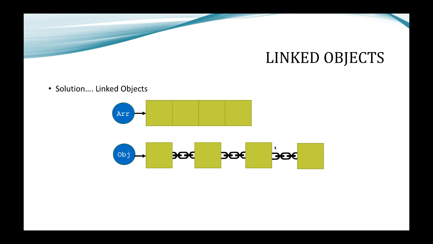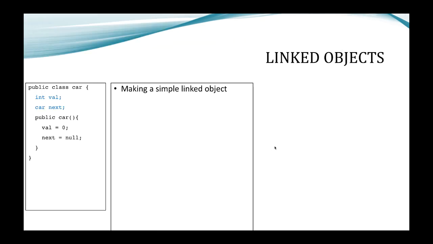Now let's move on and look at a simple code. So here I'm using the same code that we've seen before. Public class car. Car has an integer value as a field, but now I'm introducing a new field which is called next. So next is a field of type car. So you can think of it like a self-reference. Next is of the same type as the car itself.